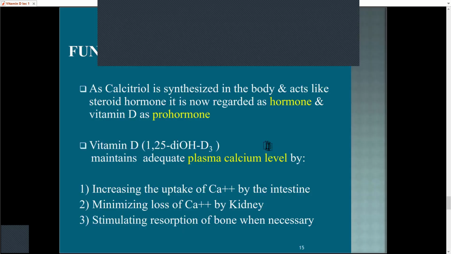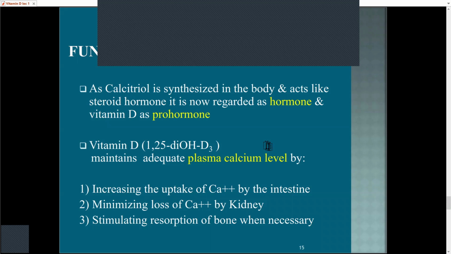Finally, let's discuss the functions. Because calcitriol is synthesized in the body and acts like a steroid hormone, it is now regulated as a hormone, and vitamin D is considered its prohormone. The primary role of 1,25-dihydroxycholecalciferol is to maintain adequate plasma calcium levels.